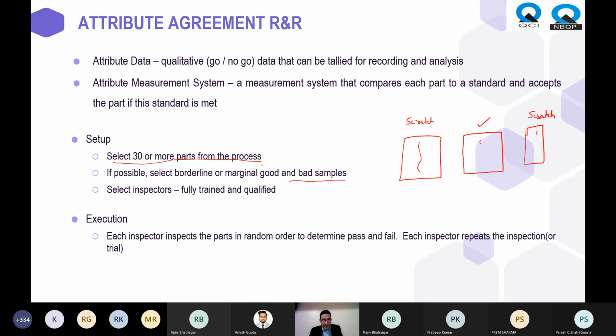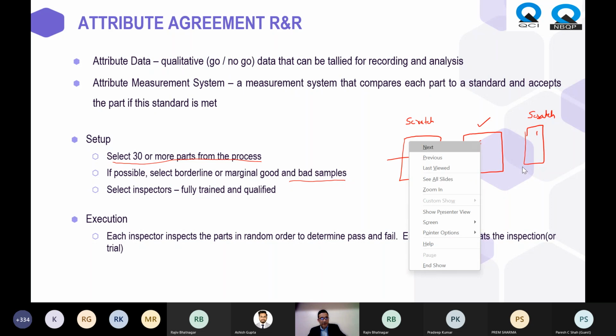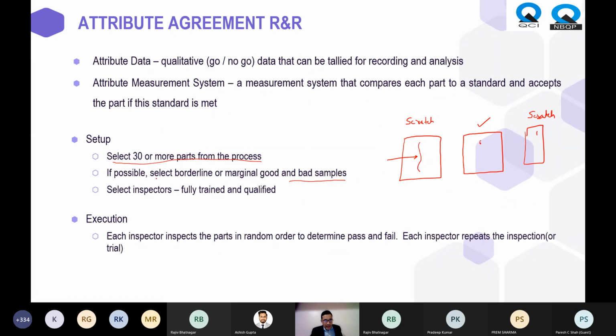So the idea is that we need to check whether my operator knows the boundary for my scratch. Even a layman will say this is a scratch, no big deal. Here confusion comes. So it's written select borderline or marginal good or bad samples. I have to select the maximum possible samples, which have a big scratch, a very small scratch, and which the operator will also think about, whether to accept it or not. We are interested in knowing whether that operator is good enough to decide everything as per the true value.